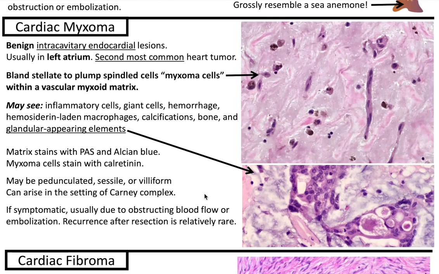Cardiac myxoma. These are benign intracavitary endocardial lesions seen usually in the left atrium. It's the second most common heart tumor. Look for your stellate to plump spindled cells, your myxoma cells within a vascular myxoid matrix. And you may see inflammatory cells, giant cells, hemorrhage, hemosiderin-laden macrophages, calcifications, bone, and glandular appearing elements.